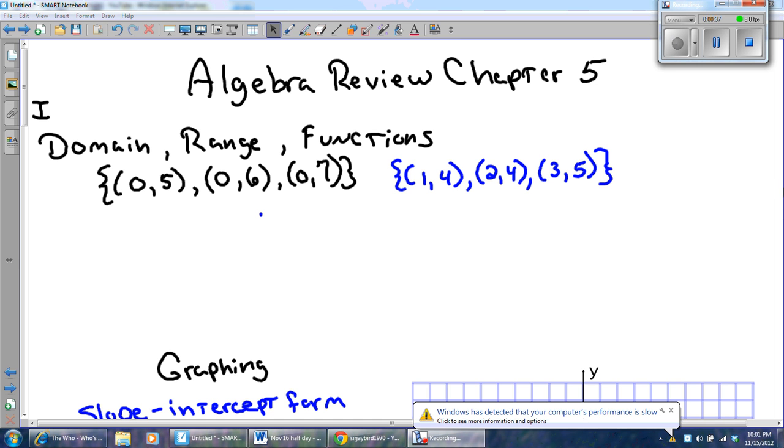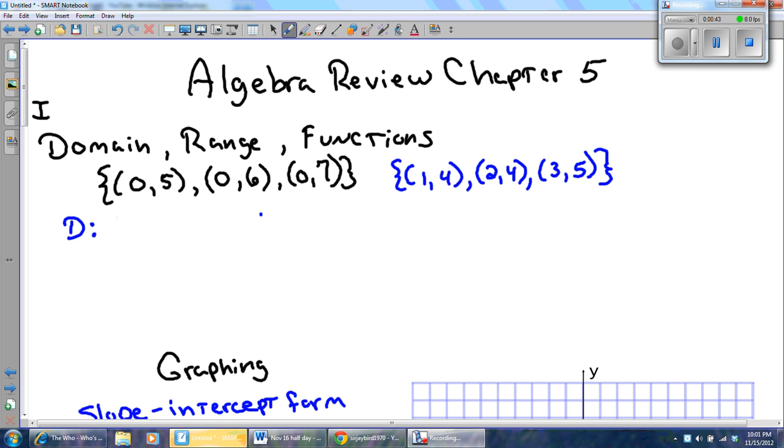So first of all, we're going to go domain and range. Remember, the domain are the x values. And so the domain of this set is going to be 0. Remember, I don't list it 3 times. 0 shows up 3 different times, but I just list it once, just like that. The range is going to be 5, 6, and 7. And remember, I write them in order, 5, 6, 7.